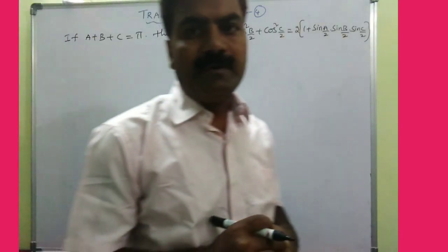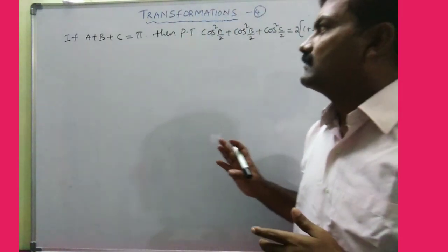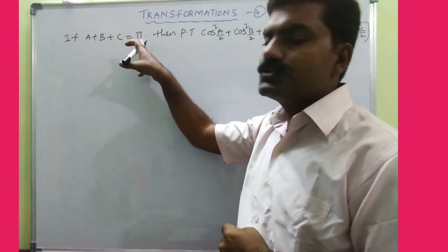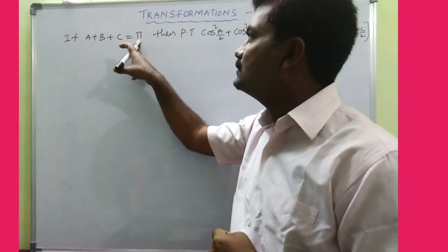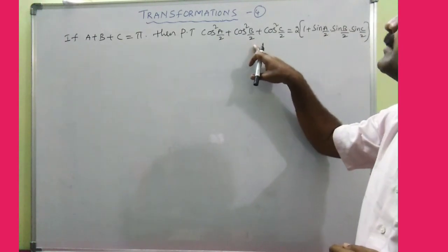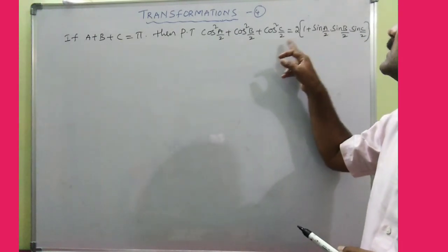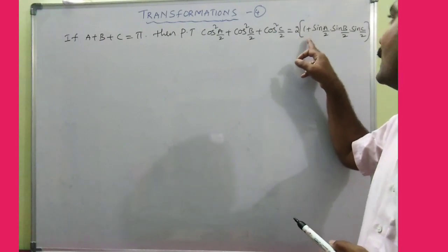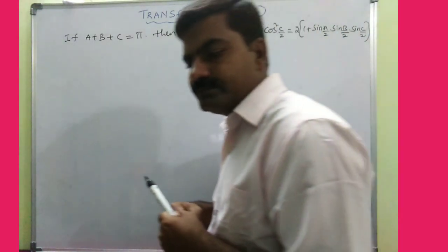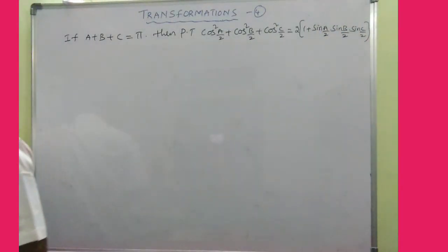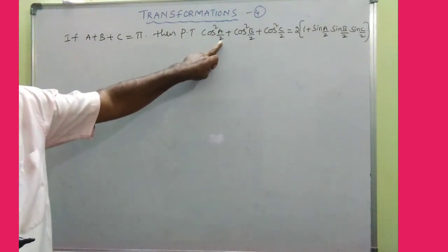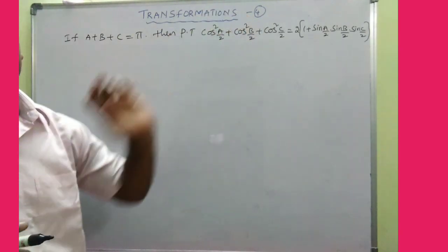So look at this question now, everybody. Once again, in a triangle ABC, given that A plus B plus C is equal to pi, 180, the sum of the angles is 180. Then prove that cos square A by 2 plus cos square B by 2 plus cos square C by 2 is equal to 2 into 1 plus sin A by 2 into sin B by 2 into sin C by 2. So see, slightly change in the model. This time the angles are along with the square, now half angles, A by 2, B by 2, C by 2.